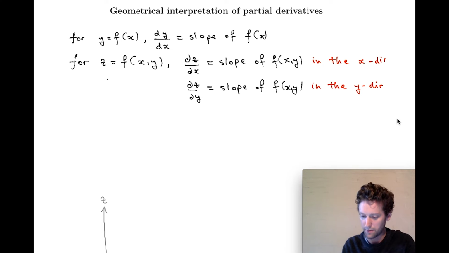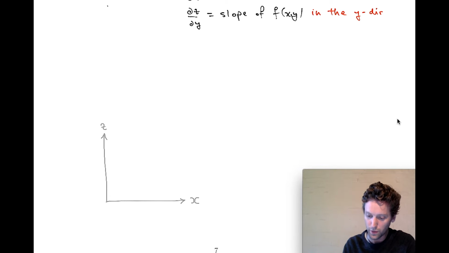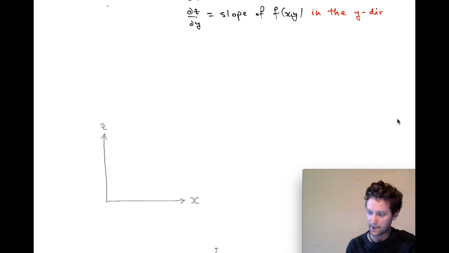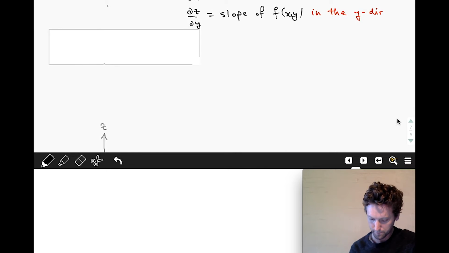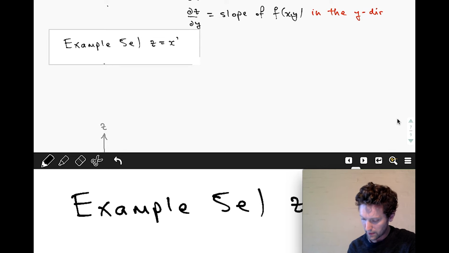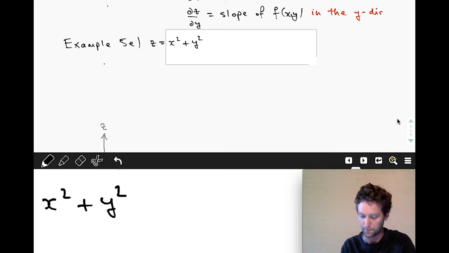So let me show you what I mean by that. Let's go back to one of our examples, example E, which was the case, example 5e. That was our paraboloid case when we had z is equal to x squared plus y squared. Let's ask ourselves, what's the slope of this function in the x direction?